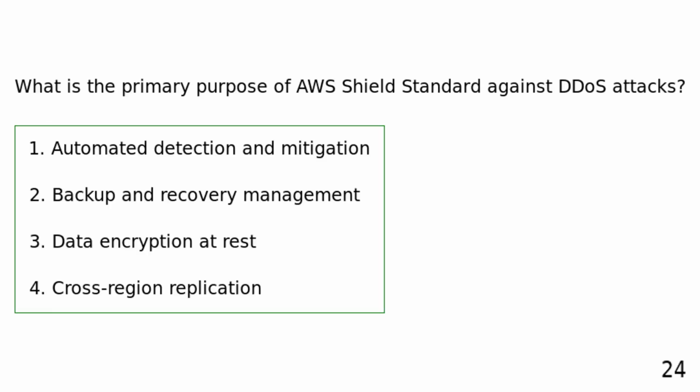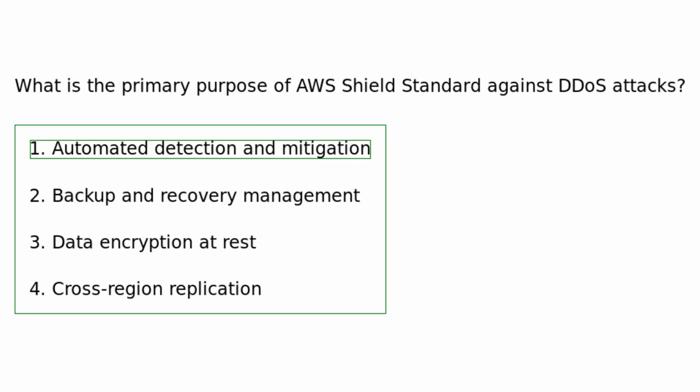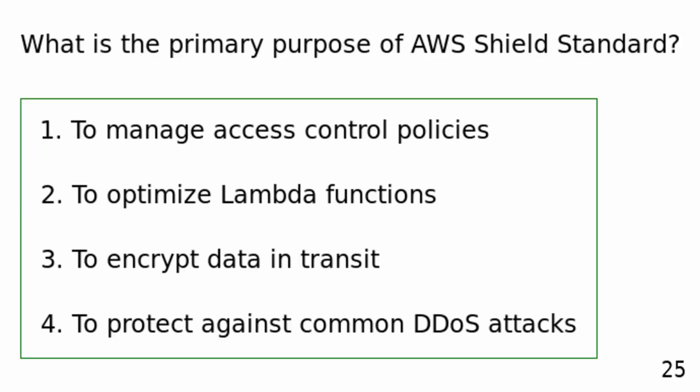What is the primary purpose of AWS Shield Standard against DDoS attacks? Automated detection and mitigation. Backup and recovery management. Data encryption at rest. Cross-region replication. The primary purpose of AWS Shield Standard is automated detection and mitigation of DDoS attacks to protect AWS resources and applications.